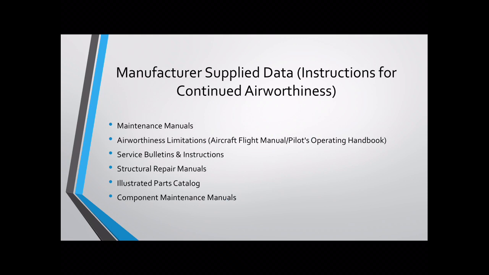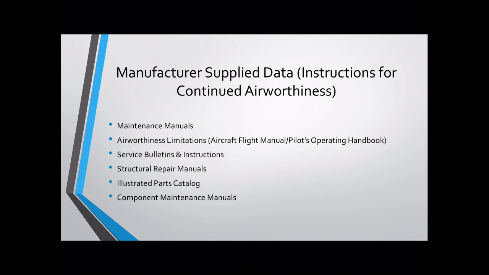So moving on to manufacturer supplied data. What do we have involved in that? These are our instructions for continued airworthiness. Now, this is kind of a tricky term because not every aircraft necessarily contains instructions for continued airworthiness, but the concept is anything that the manufacturer supplies that allows us to maintain the aircraft in an airworthy state in ongoing operation is considered instructions for continued airworthiness. This can include things like maintenance manuals. Maintenance manuals are going to be our primary source when we're looking for information that we need to complete a repair or a maintenance operation.